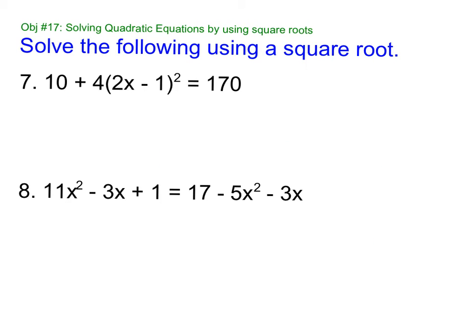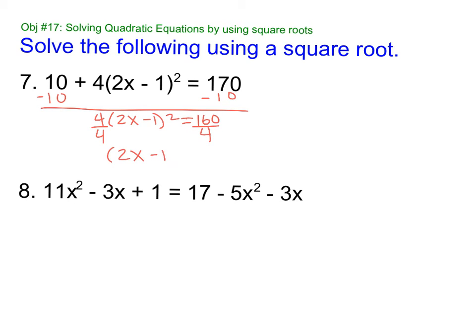This is a quick lesson today. So pause it and try this one on your own. So I'm going to subtract 10. Always do your adding and subtracting first. 160. Divide by 4. (2x minus 1) squared equals 40. Square root of both sides. Now this one's a little different. We haven't done one like this.